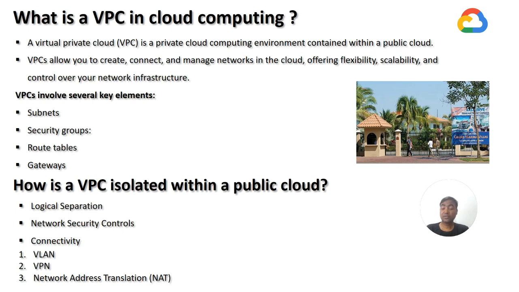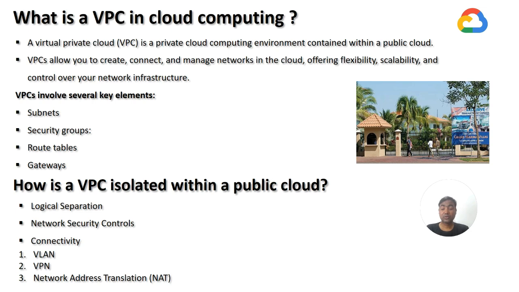Security group, the virtual firewall that defines which resources can communicate with each other and what type of traffic is allowed, enhancing security within the VPC. Route tables control how the data packets flow within and outside the VPC, directing traffic to the intended destination. Guys, gateway, it connects your VPC to other networks like the public internet or on-premises environment, enabling controlled communication and data exchange.